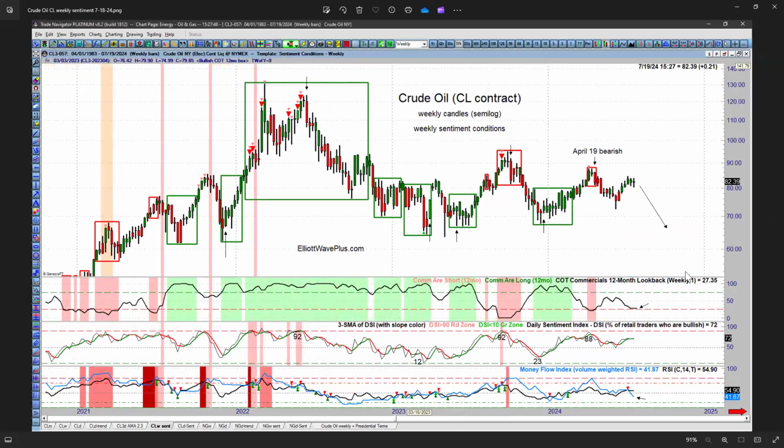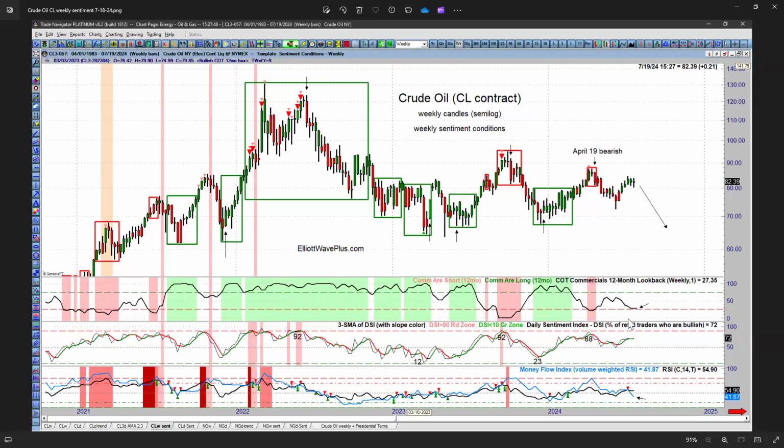Crude oil. Crude oil is bearish right now. Commercials are heavily short right here. Retail was heavily long. 88% of retail traders were long here. That was a perfect storm of bearishness. First red candle inside that red box, and they were right after some little triangles here. Perfect. Bearish. It went on down.